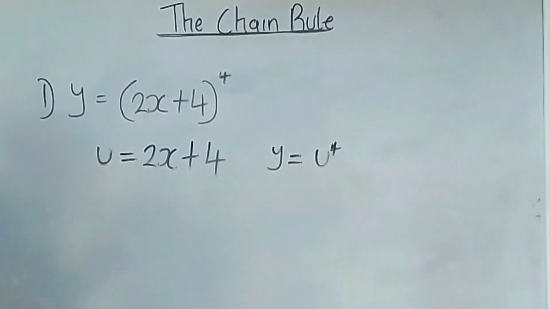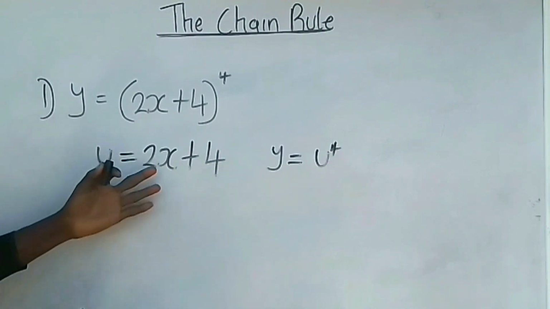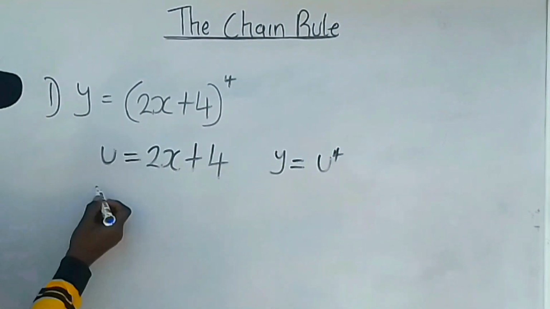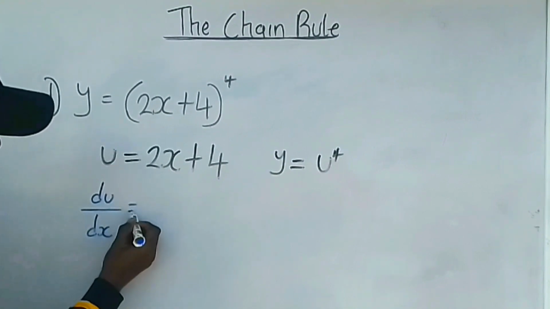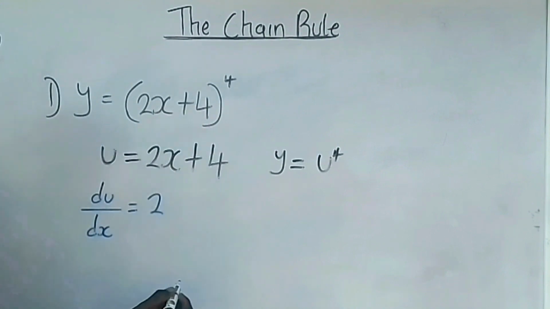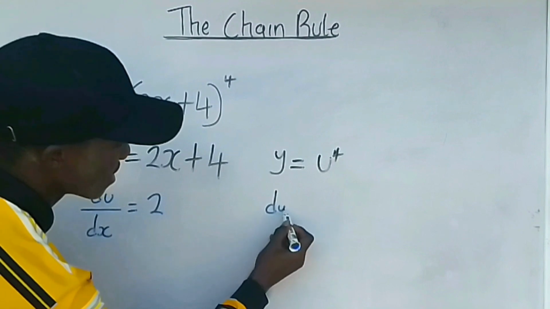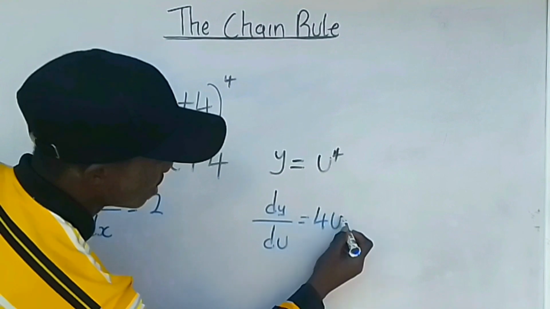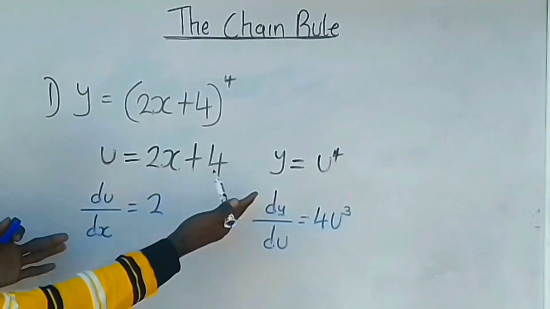Now the next step is to differentiate the inner function and the outer function respectively. If I want to differentiate this function u is equals to 2x plus 4, recall from the power rule of differential calculus, du all over dx is equals to 2. Then let us differentiate the outer function also. In that case, I will have dy all over du is equals to 4u raised to the power of 3. So I have differentiated the outer function and the inner function.